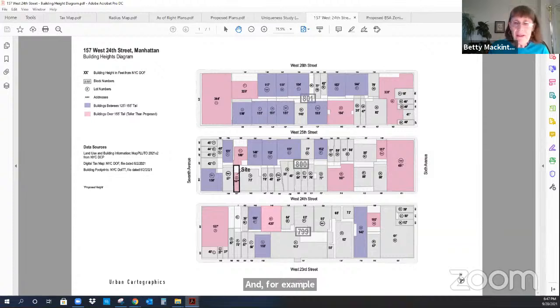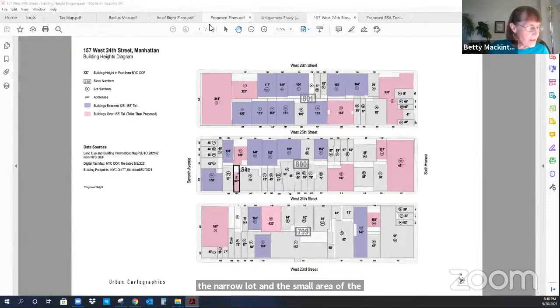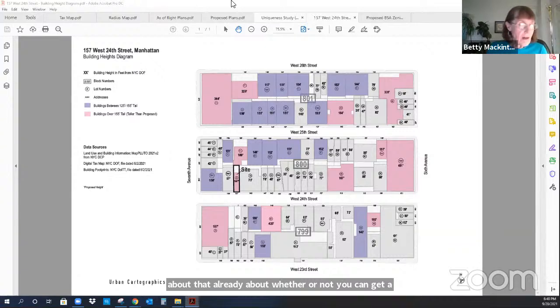For example, suppose there's a river that goes through a site and it's very hard to build on that site, or something like that. The applicant talks about the narrow lot and the small area of the site as unique. Number 2 is a financial hardship. The applicant spoke about that already, about whether or not you can get a reasonable possibility to get a reasonable return on your investment.